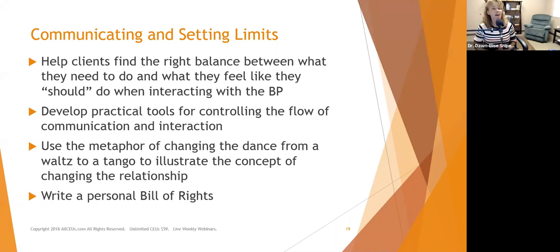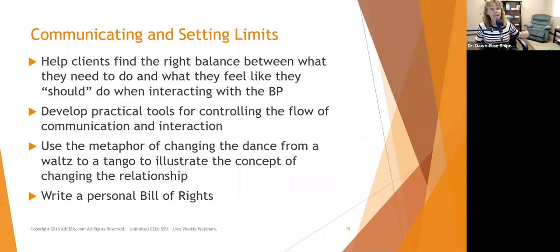But clients have to define for themselves what it is, what level they think they need to rise to, how much they think they should do before they can say, you know what, I don't need to feel guilty. Develop practical tools for controlling the flow of communication and interaction. And that may mean not going on Instagram, or if the person has to go on Instagram because they just have to, going on there incognito so nobody else can see that they're online, so they can go on and browse but not get called out.